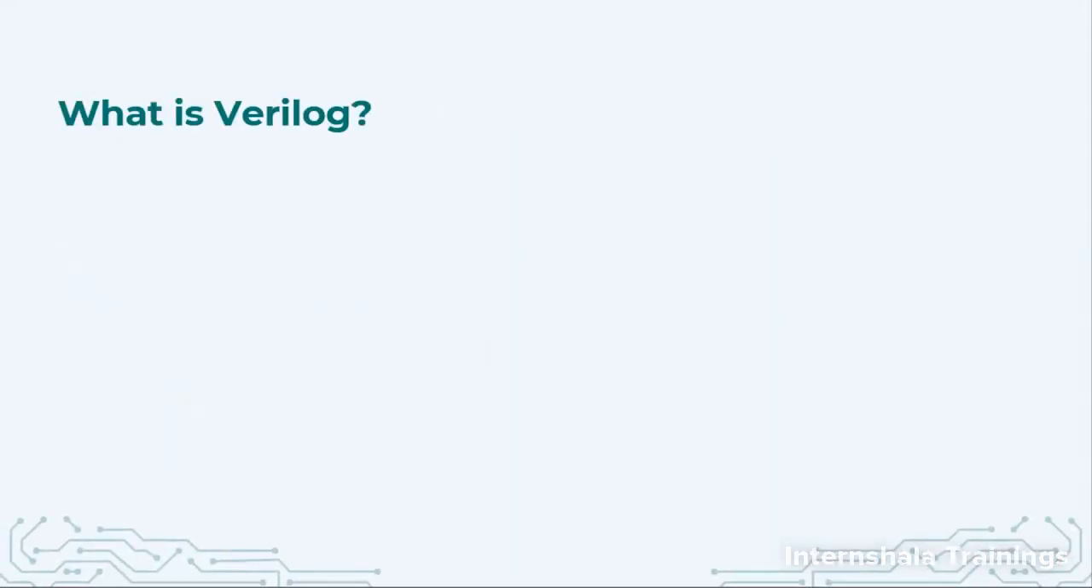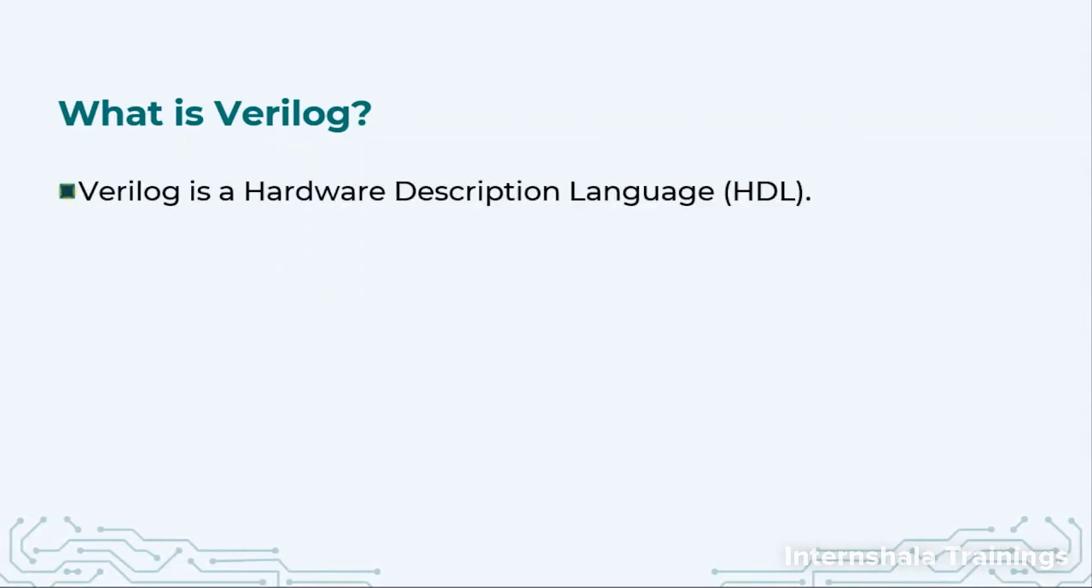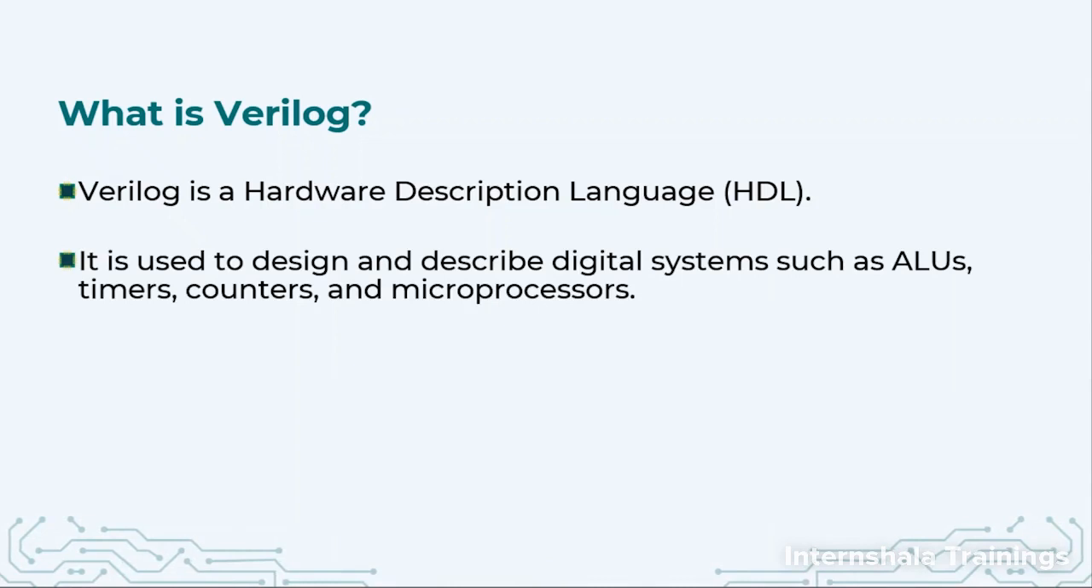So first of all, we have the question: what is Verilog? Well, Verilog is a hardware descriptive language. In short, it's called HDL. It is used for describing digital systems. Describing means we will write the text code for the given system. We can design systems like ALUs, timers, counters, microprocessors, shifters, and a lot of such systems, and we are going to do that in our training program as well.